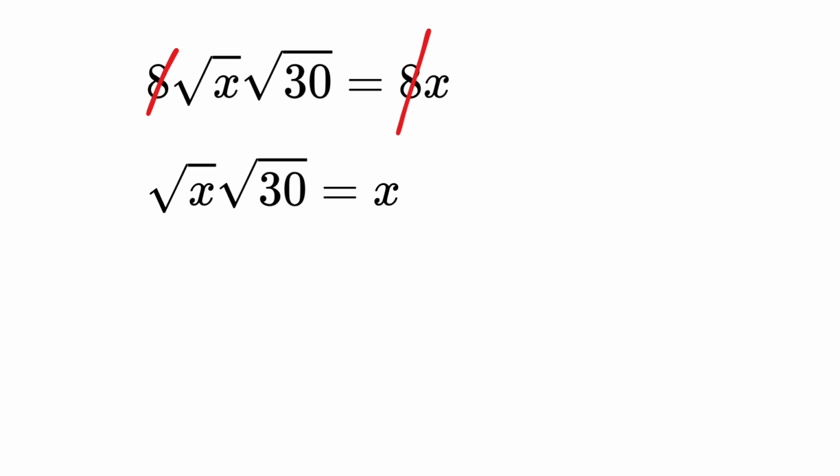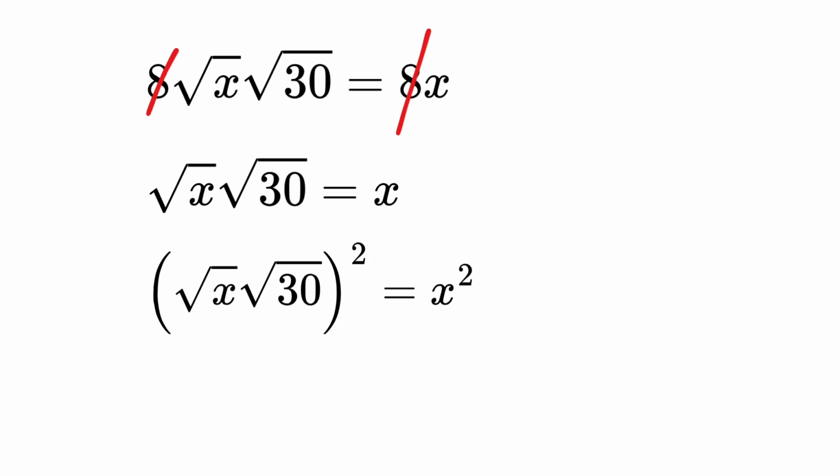Now square on both sides. Then we get square root x into square root 30 whole square is equal to x square. After cancelling the squares, we get 30x is equal to x square.